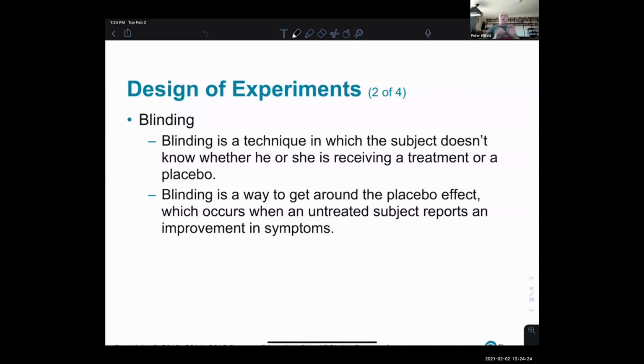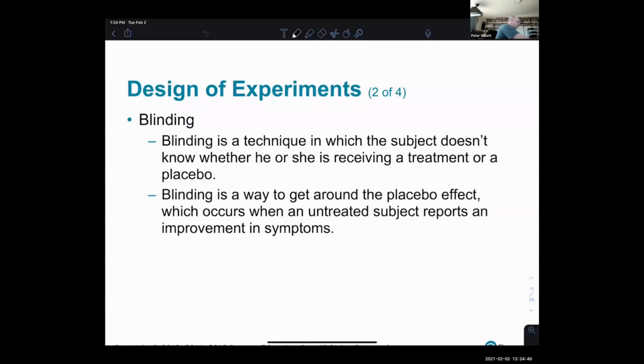accounted for correctly. So as it says here, blinding is a way to get around the placebo effect, which occurs when an untreated subject reports an improvement in symptoms, meaning they were untreated because they had a placebo, not the real thing, but they still reported an improvement. So you want to get around that by comparing those results to people who actually did get the treatment.